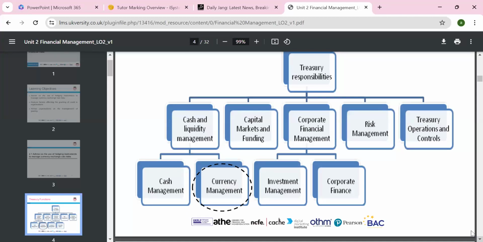Okay, then we look at currency management. We need to manage the currency. Sometimes we can deal in different currencies, because like you heard, don't put all your eggs in one basket. Then cash management, to manage the cash. So we look at trade receivable days and trade payable days. We receive money quicker from our customers, and we pay suppliers later. Capital market and funding, corporate financial management, risk management, treasury operations and control, investment management, and corporate finance. These are all part of treasury responsibility.